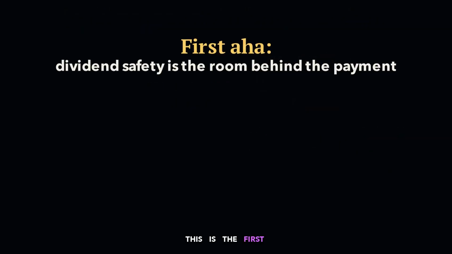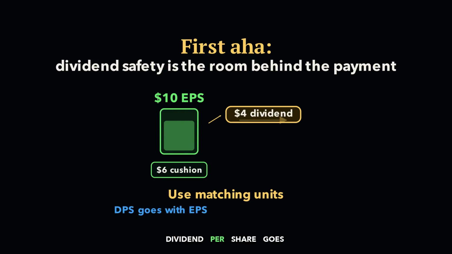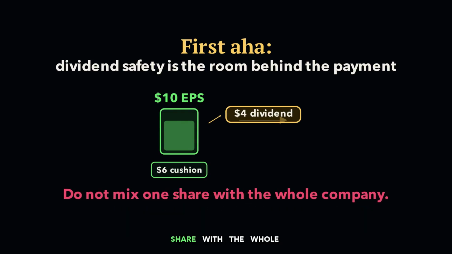This is the first aha. Dividend safety is not just the size of the payment. It is the room behind the payment. Use matching units, dividend per share goes with EPS, total dividends go with total earnings. Do not mix 1 share with the whole company.